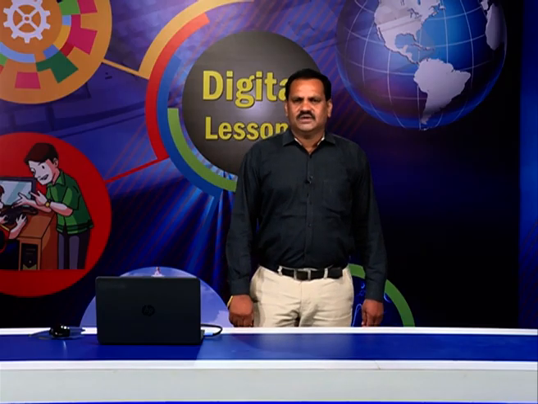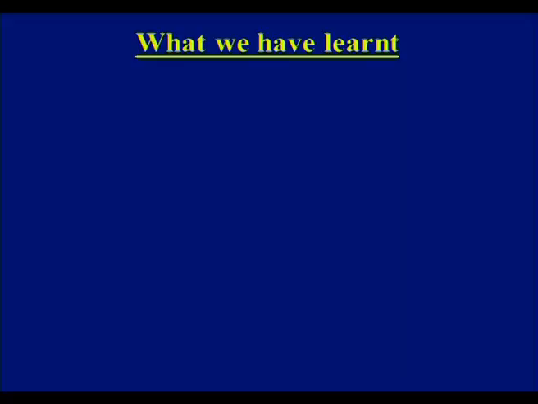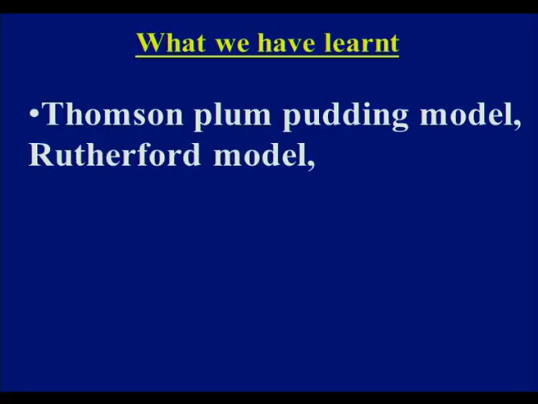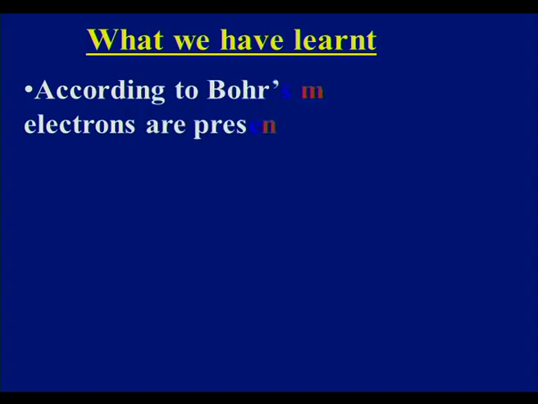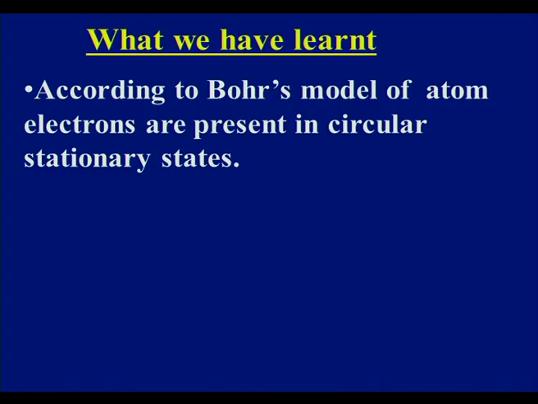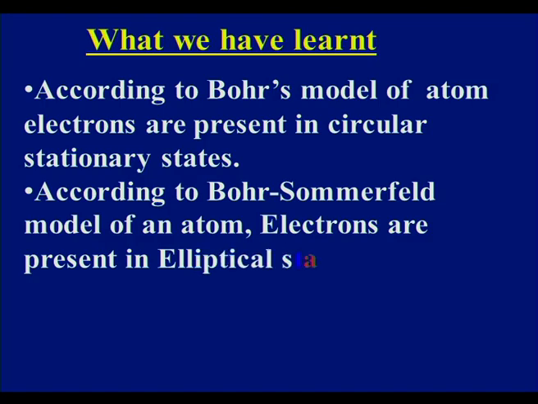Let us revise what we have studied in today's class. In today's class, we have studied the Thomson plum pudding model and the Rutherford model, and also studied electromagnetic waves and their properties. We studied the Bohr atomic model, and according to the Bohr model of the atom, electrons are present in circular stationary states, and according to the Bohr-Sommerfeld model of an atom, electrons are present in elliptical stationary states.